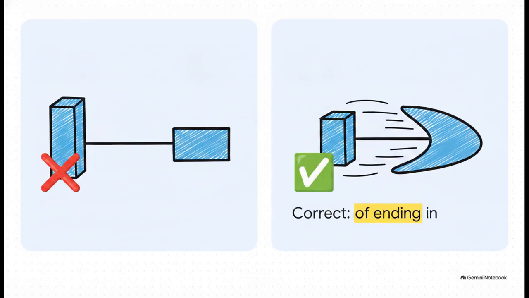Finally, let's tackle the preposition rule. In English, verbs take the ing form after any preposition. So it's a probability of ending in a goal. Spanish uses the plain infinitive after prepositions, like la probabilidad de terminar, which is why using the plain infinitive in English feels so right to you. But we've got to break that habit. After a preposition in English, always use ing.